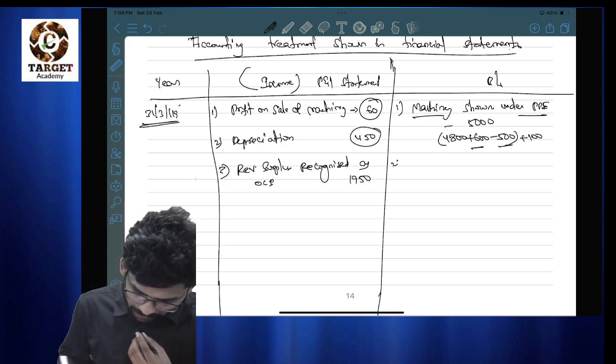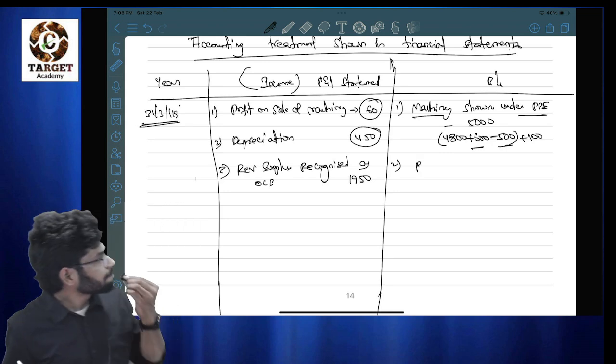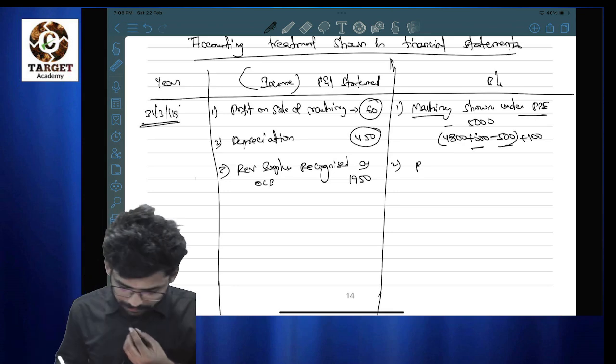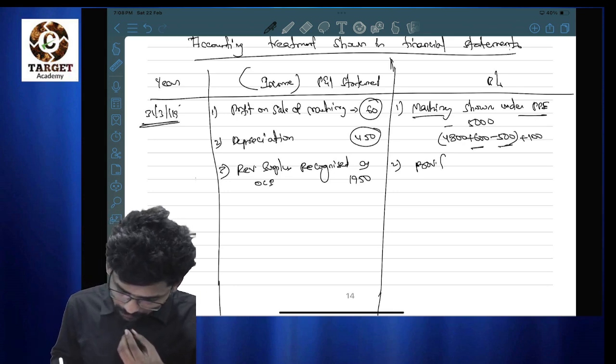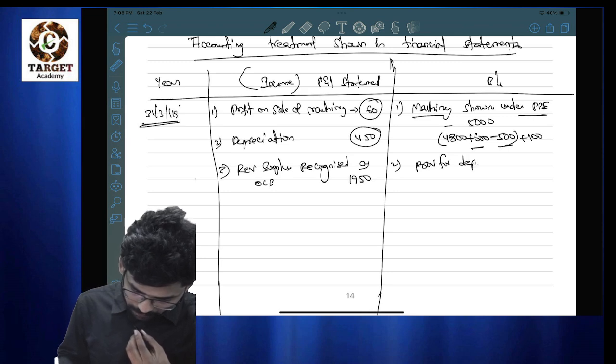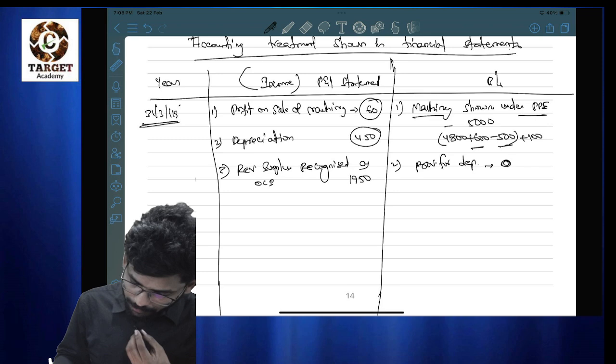Next, anything is there? Anything? Provision for depreciation, yeah, provision for depreciation how much? First year provision for depreciation.